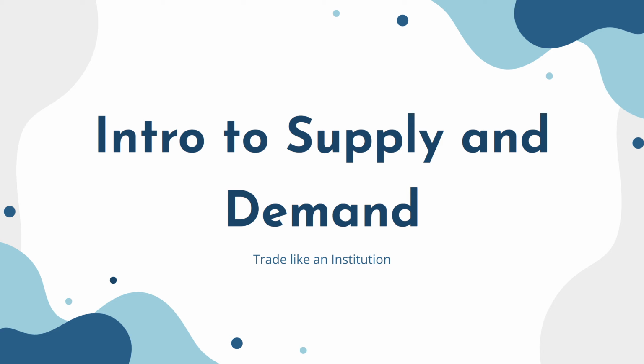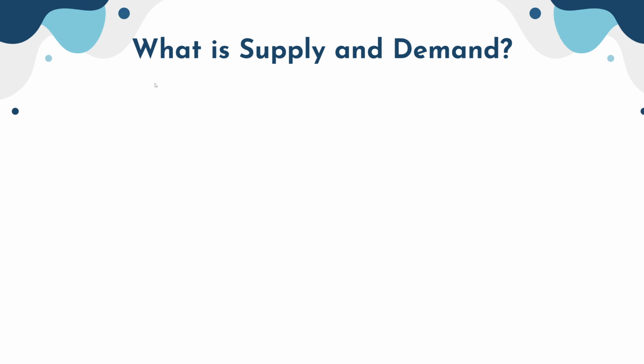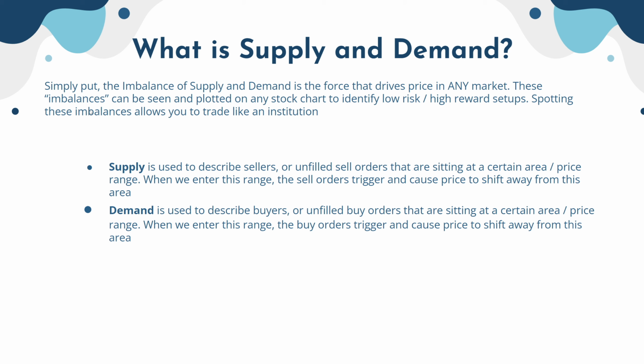All right, cool. So let's begin. We're going to be going over the supply and demand strategy today, which is going to allow you to trade with the institutions. So we have to first understand what supply and demand is, right? The imbalance of supply and demand is the force that drives the price in any market. So it doesn't just have to be the stock market; it's any market at all. Imbalance of supply and demand is what drives it.